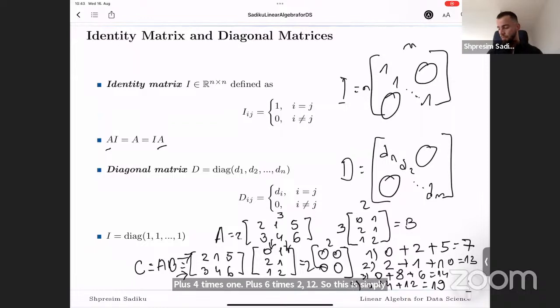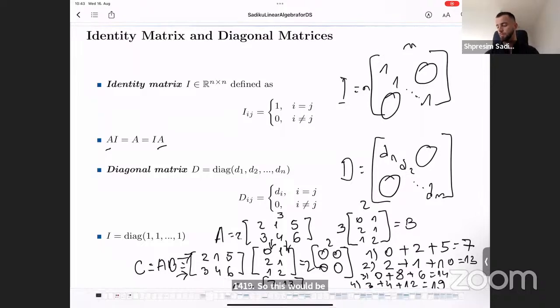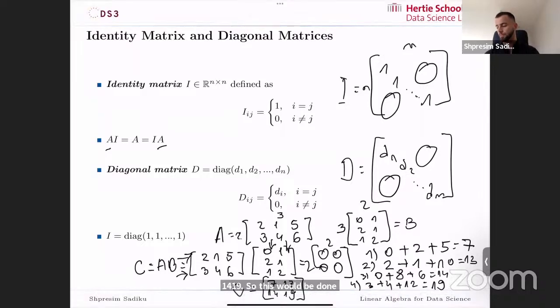So if we are to write the matrix C, this would simply be 7, 13, 14, 19. So this would be the product matrix.